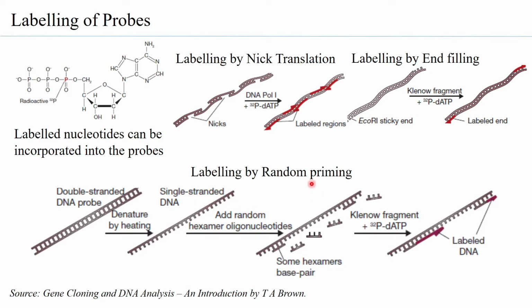Another method is what is called random priming. When you have the probe synthesized and it is a double-stranded DNA, you can denature it by heating to get a single strand. Now, this single strand is subjected to binding with random primers. Random primers have very different sequences, but one or two of the primers may come and find complementarity on the single strand and bind. So here you can see, out of the many primers that are present, two of the primers have come and bound to the single-stranded DNA.